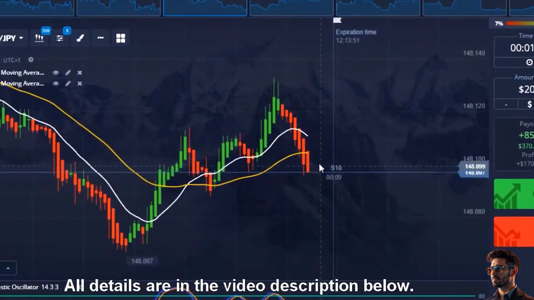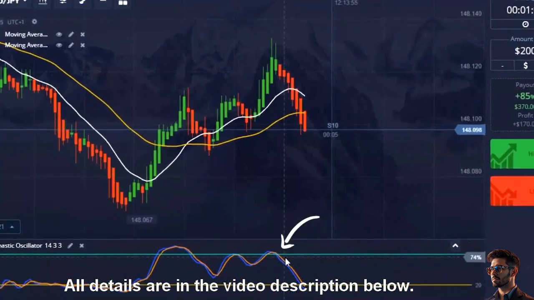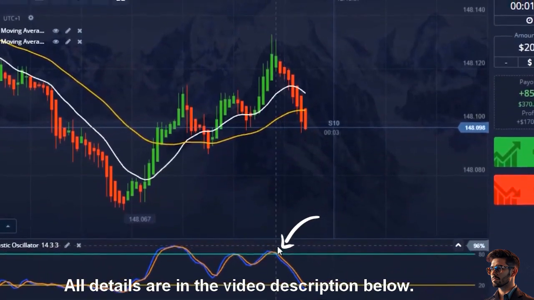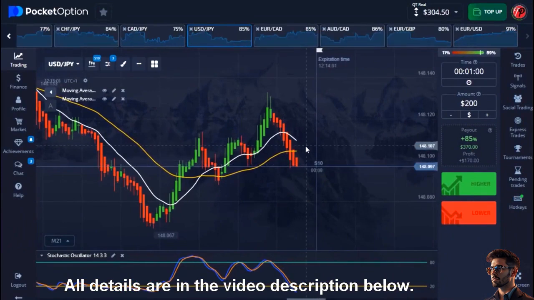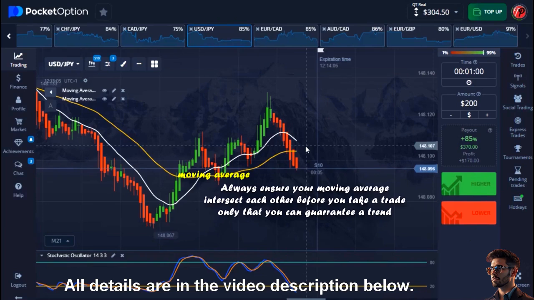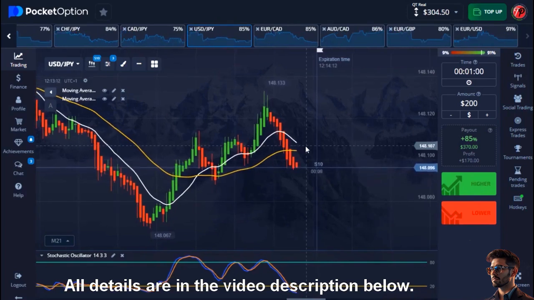Alright, over here we have a trend forming for a downtrend, but when you check, you see that our moving average has not confirmed the trend yet. We only have the confirmation with our stochastic oscillator, but like I just said, always make sure that you're getting the same confirmation with the moving average before you enter a trade. Always make sure that your moving averages intersect each other, so that is only when you can guarantee the trend. Well, if it hasn't happened, do not enter a trade.